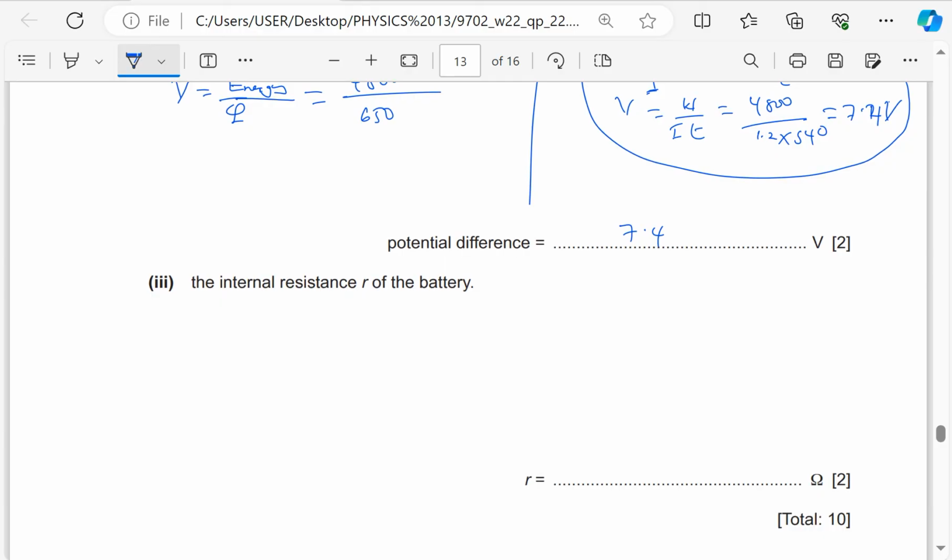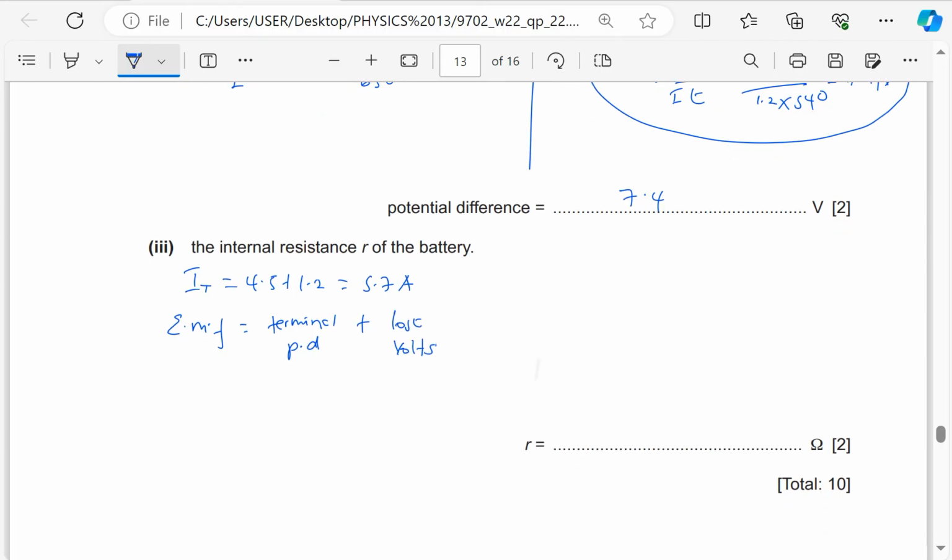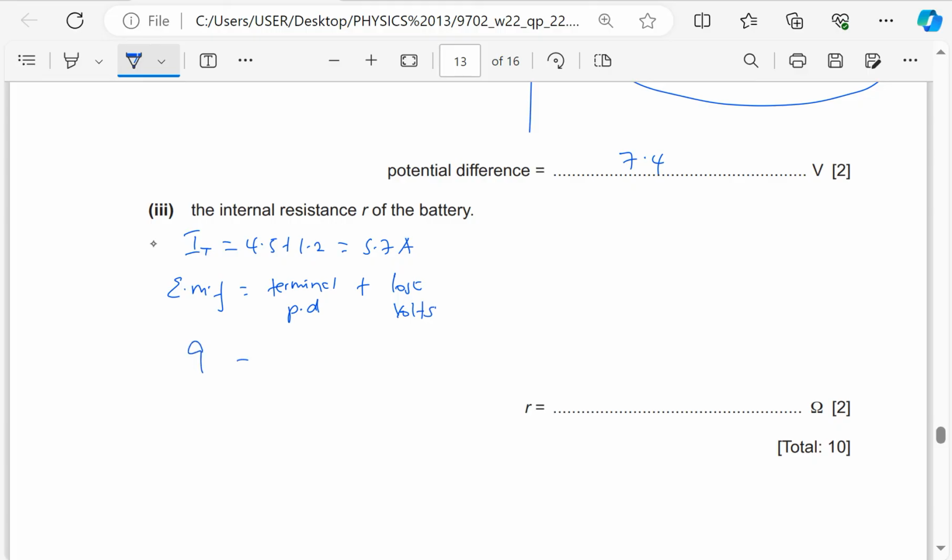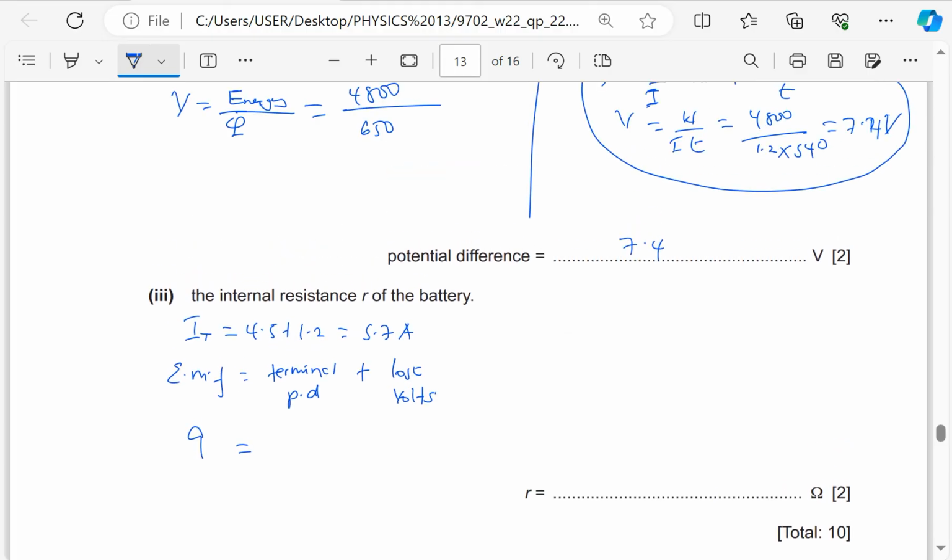Then the internal resistance r of the battery. Now I know the total current. So current I total was equal to 4.5 plus 1.2, which is equal to 5.7 amperes. And we know that EMF is the same as the terminal PD plus the lost volts. So the EMF is 9 volts and the terminal PD.